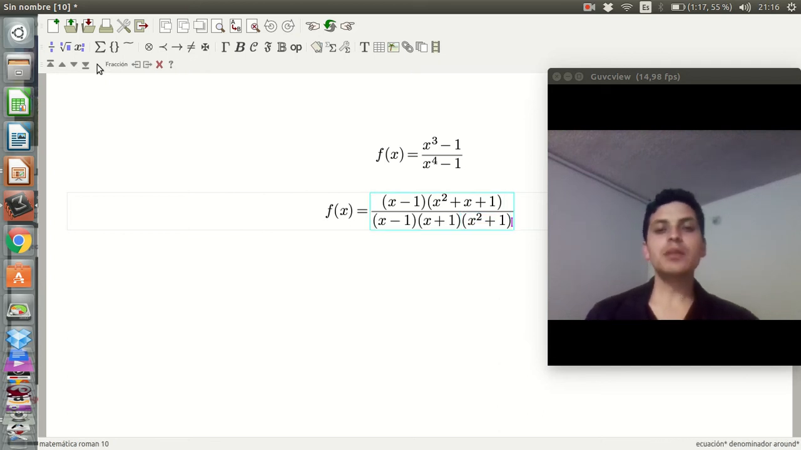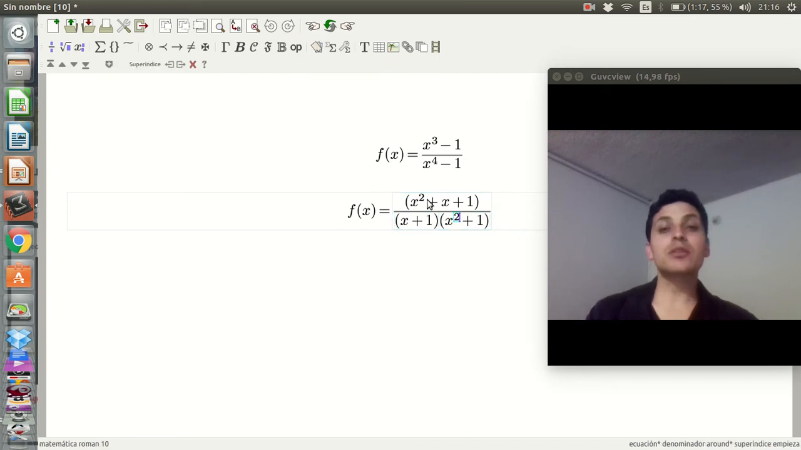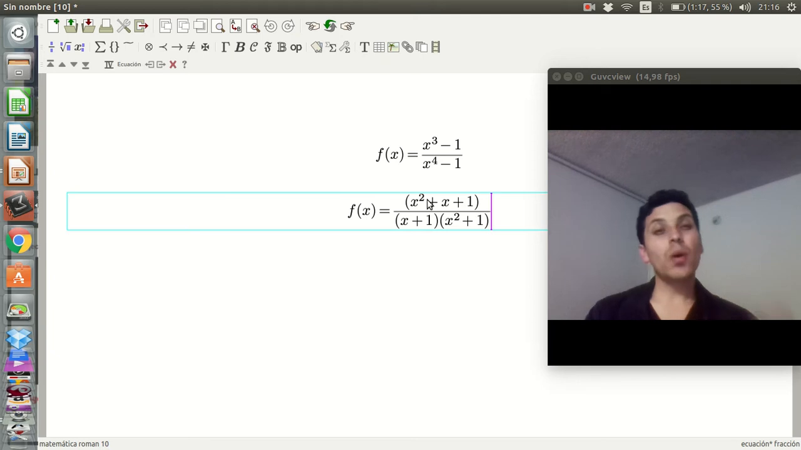Okay? If you don't remember how to do this, you can check many videos about factoring. You can see my other videos of a minute of factoring to see how to factor the difference of cubes and the difference of squares. Okay? So now we have the factored form. We have common factors here, x minus 1. So dividing by common factors, this is the rational function in lowest terms.